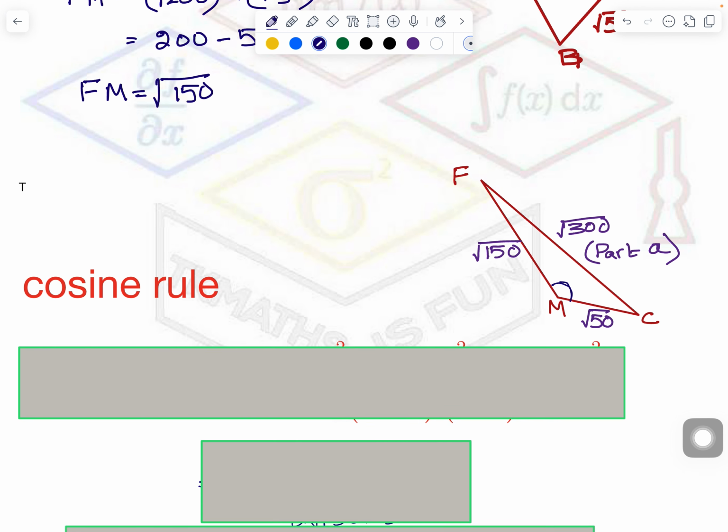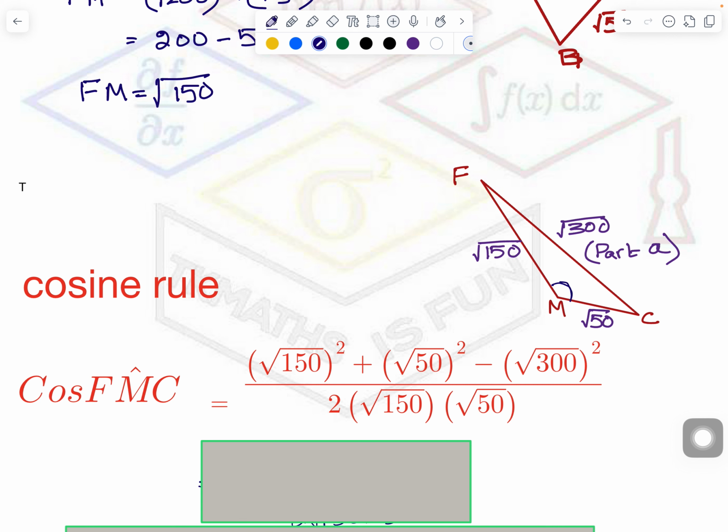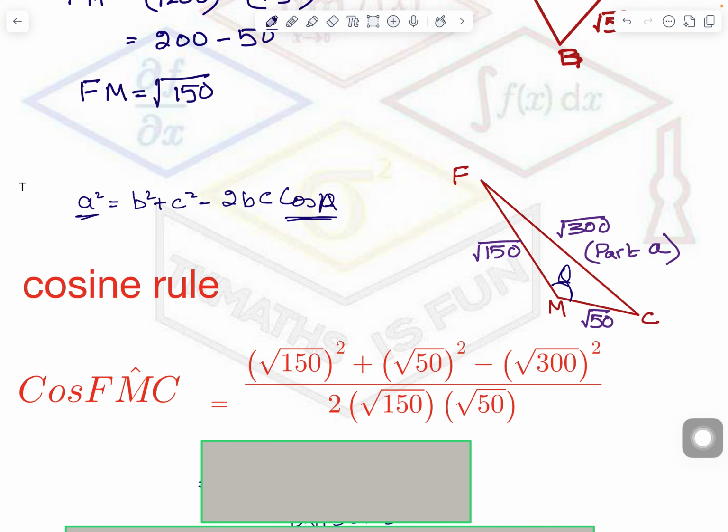Now you must remember the cosine rule in this case. By the way, the cosine rule, if I just help you to recall, is basically a square is equal to b square plus c square minus 2 times b times c times cos alpha. I will write cos alpha for a, because this angle and this side are opposite to each other. So when I have to find out theta here, root 300 will be my subject, right? And b and c are the other sides.